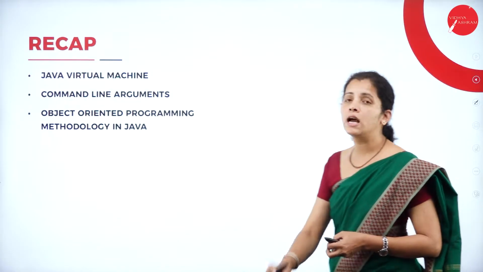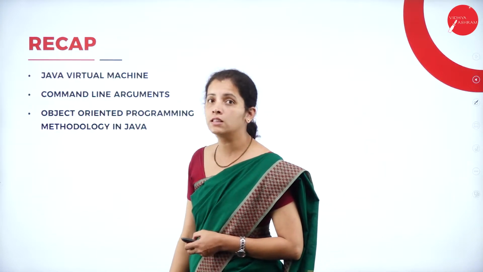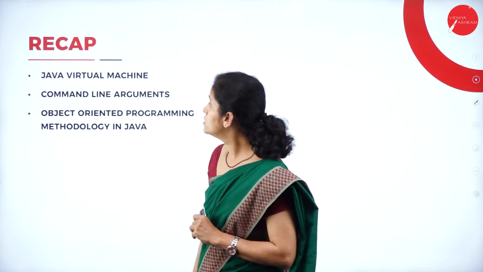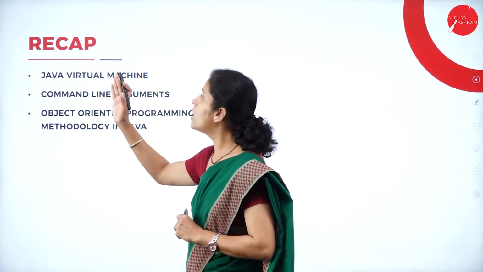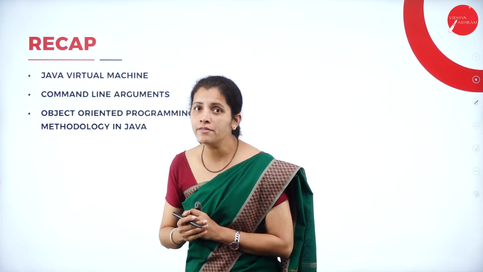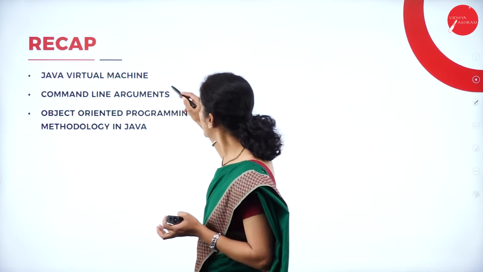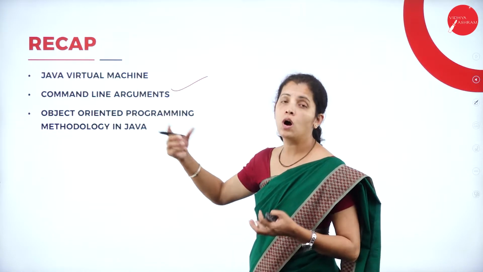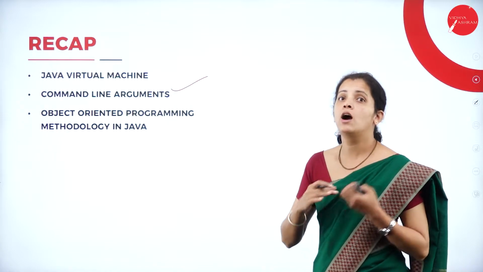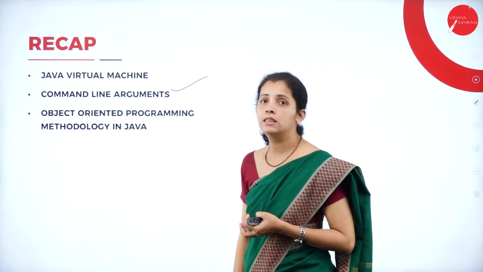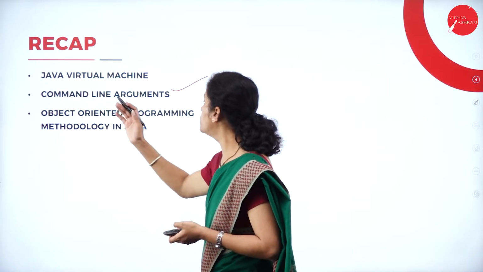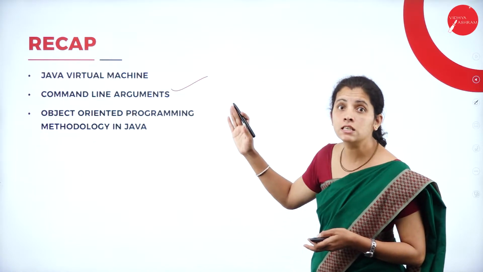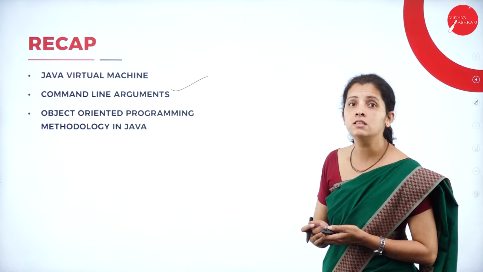Now, before starting this chapter, let me recall what I discussed in the previous session of this chapter. I started with the Java Virtual Machine, that is, what is JVM and what is the need of JVM. Along with that, I covered command line arguments, so how to write command line arguments and how to pass the input. Along with that, I covered object oriented programming methodology in Java. So these are the topics I discussed in my last session of this chapter.